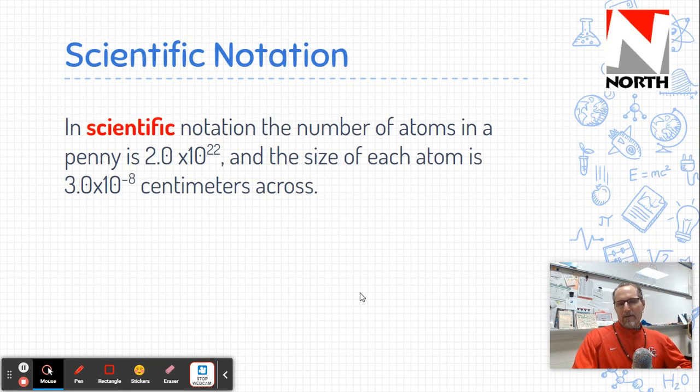So in scientific notation, if I were to take that really, really big number of the number of atoms in a penny and write it in scientific notation, this is what that would look like. It would be 2.0 times 10 to the 22nd power. I know that's a big number because 10 to the 22nd power has a positive exponent, and 22 is a pretty big number. The size of an atom is 3.0 times 10 to the negative 8.